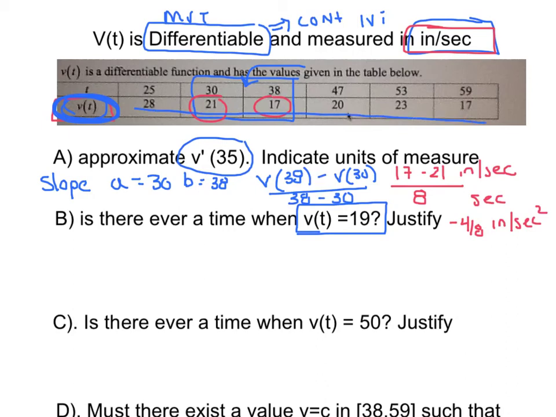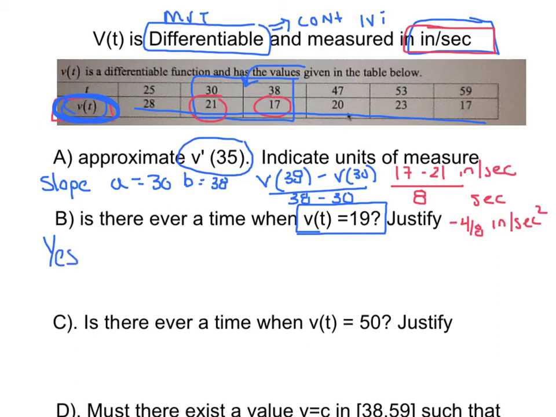All right, well, if I go from, and remember, I am continuous. We already stated that. 28 to 21, do I hit 19? No. 21 to 17, that's a yes. 17 to 20, that's another yes. 20 to 23, no, but 23 to 17. So I would say yes 3 times.